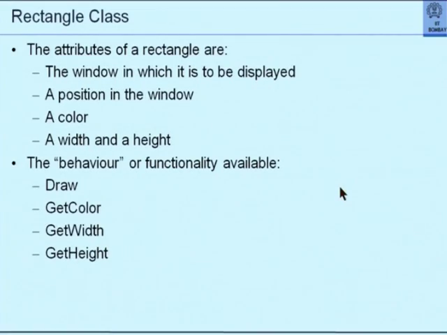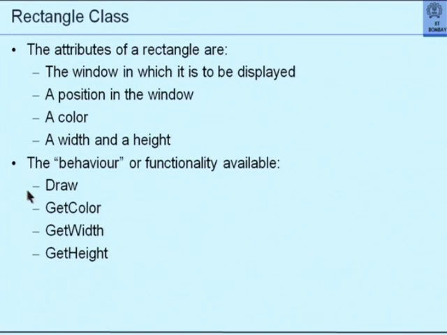Here is a rectangle class. Remember, a rectangle class is different from the window class. A window itself is rectangular, but that is incidental. Having drawn a window, say W, inside that W, you want to draw a rectangle. So how can you do that? First of all, you have to specify the window in which it is to be displayed, because you might have multiple window objects. In that window, what is the position at which you want to draw the rectangle? Which color do you want for that rectangle? And the width and height of the rectangle. Once you specify this, the member function which can draw the rectangle can actually draw this.